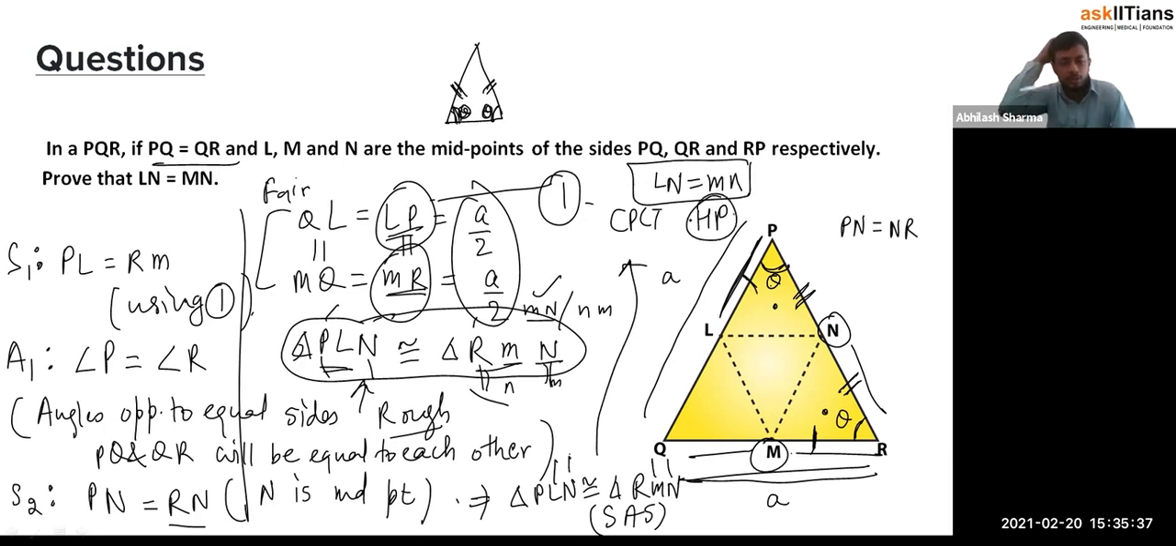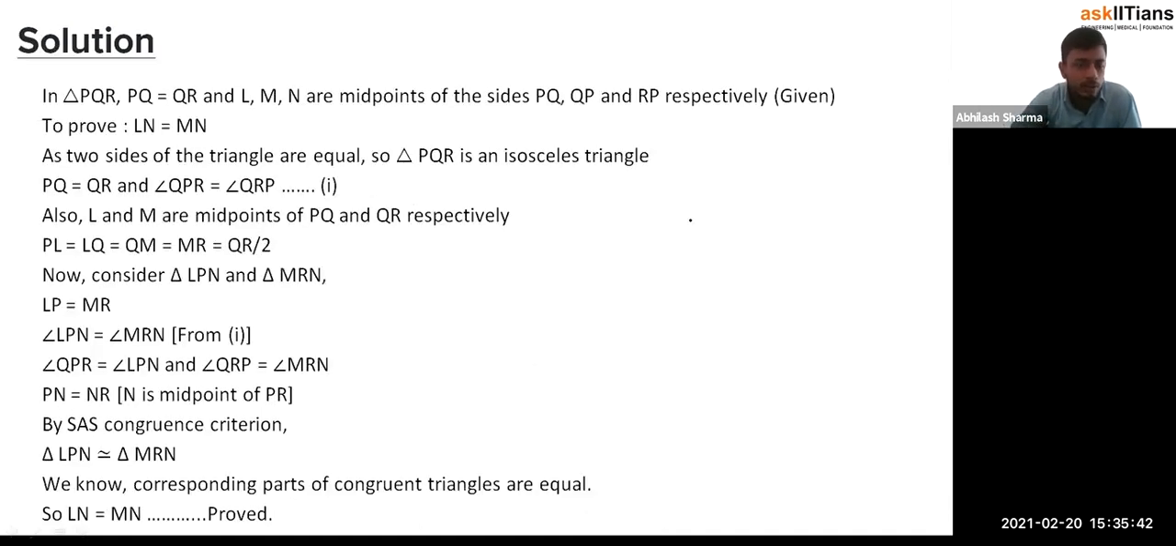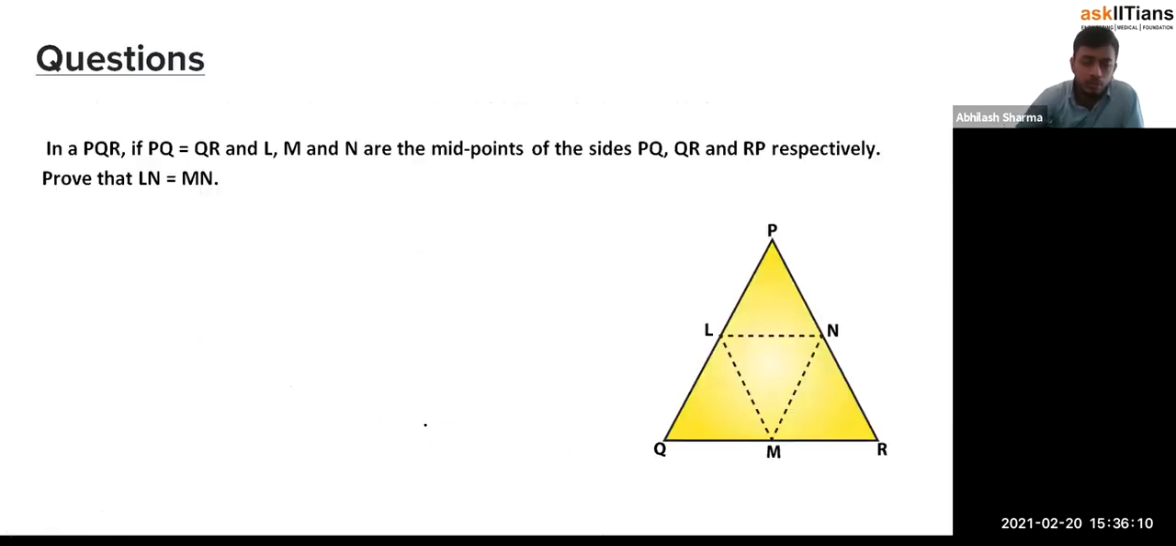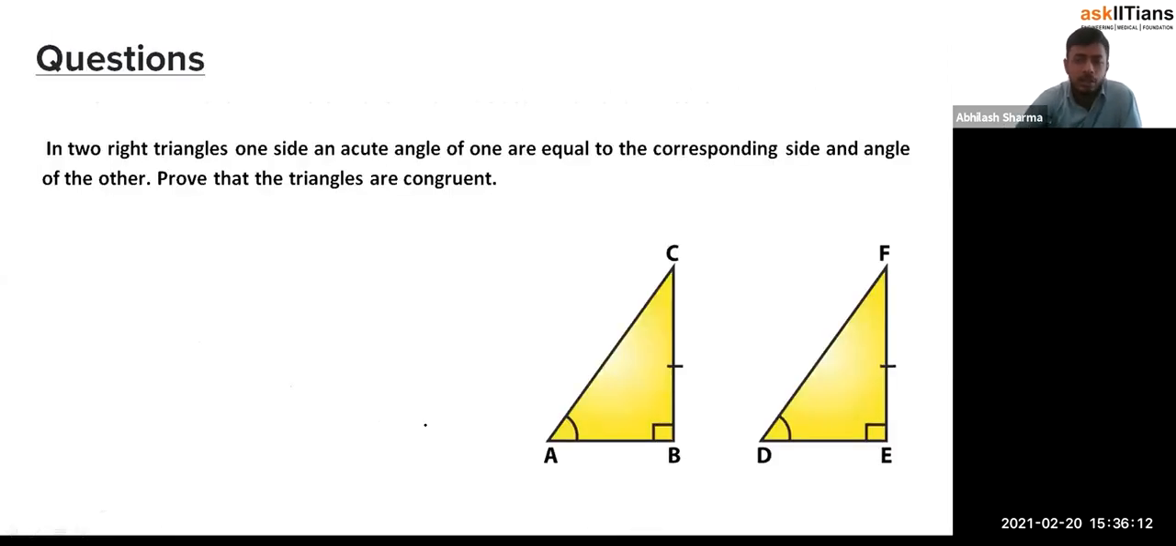Okay, so I hope that this particular question was also clear to all of you, right? So let's have a look at the solution here. Here also they have used SAS congruence criterion, and they have said that in an isosceles triangle the opposite angles will be equal to each other. And of course they have also used the fact that since these are midpoints, this will also hold true. And then, at the end, they have used CPCT just the way we have solved it, right? Now, let us talk about this question.